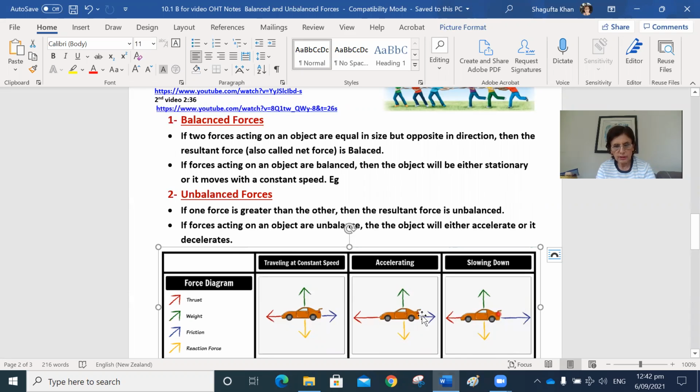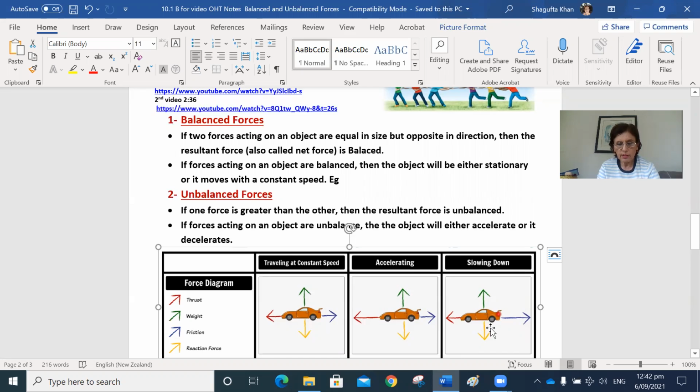In this one, these two vertical forces are always balanced. So let's look at the horizontal forces. The engine force, or the thrust force, is greater than the friction force. Therefore, the unbalanced force is in the forward direction. What it means is that the car will be accelerating. As it's moving to the left, it will be speeding up.